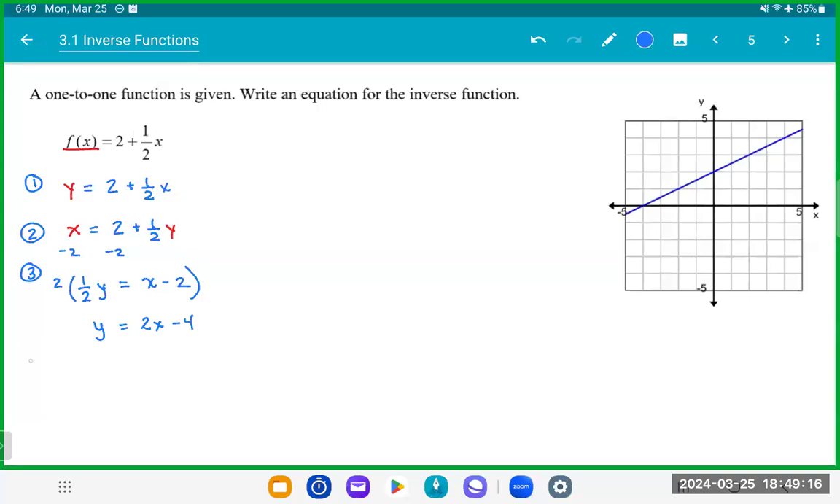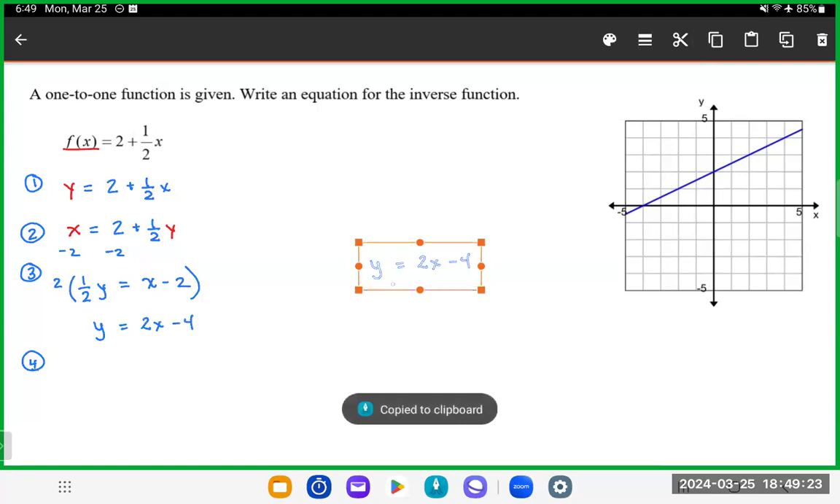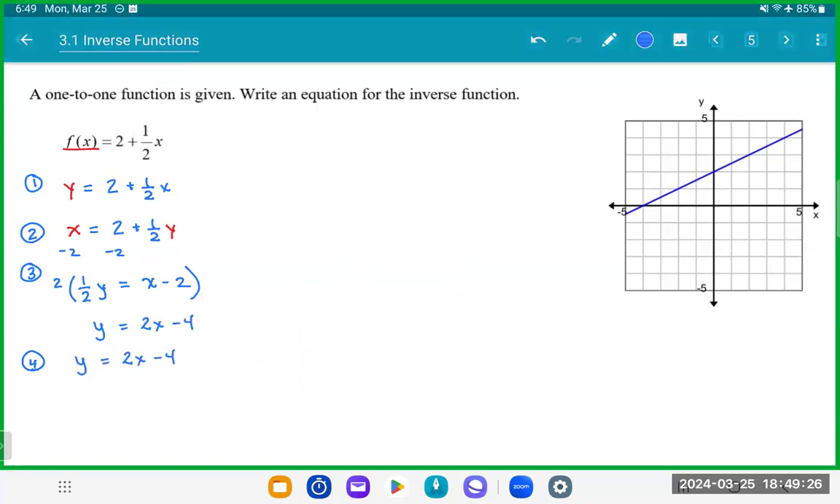And the 4th step was to take our final solution here. We're going to just copy it down, but we want to replace the Y with the F inverse of X. Okay, so the inverse of that function that we were given in the beginning is just 2X minus 4.